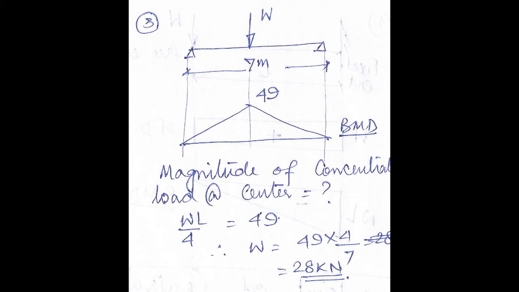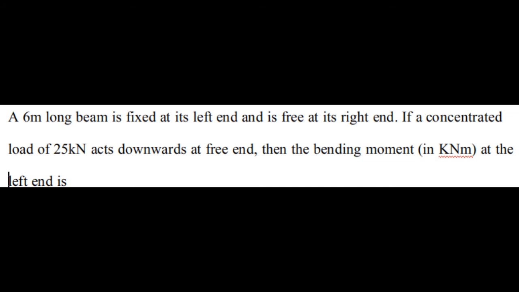So we know that the maximum bending moment for a concentrated load acting at the center is WL by 4, and this we equate with the given value, that is 49. Value of L is the span that we know, 7 meter. So if we solve the equation, it comes out to be W equal to 49 multiplied by 4 divided by 7. That comes out to be 28 kilonewton. Let us see next question.